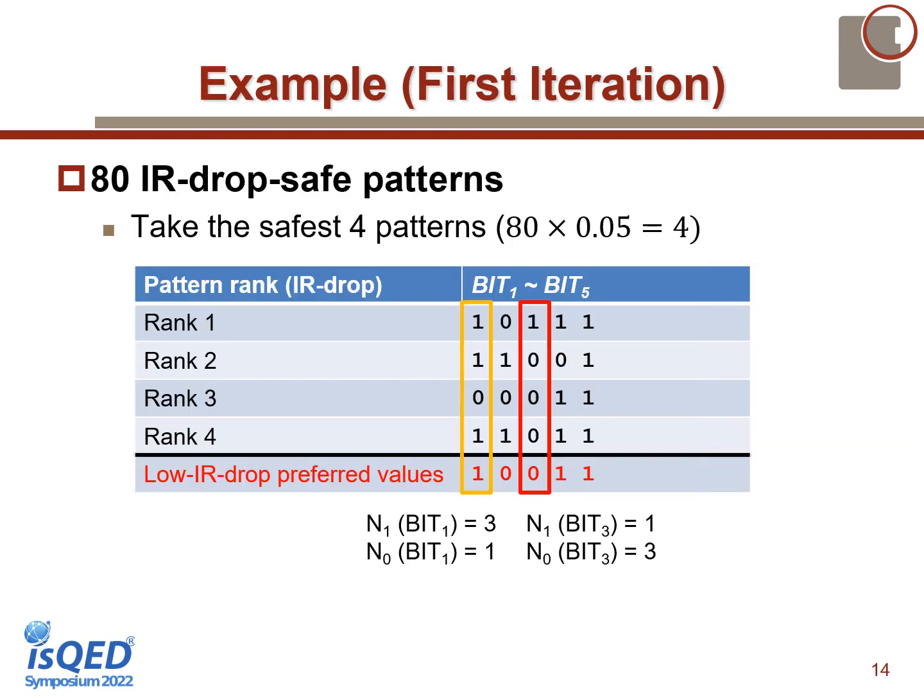In this example, there are 80 IR drop safe patterns, so we take the safest 4 patterns for this operation. There are 3 ones and 1 zero for bit 1, and 3 zeros and 1 one for bit 3, so the preferred value of bit 1 is 1 and bit 3 is 0, respectively.